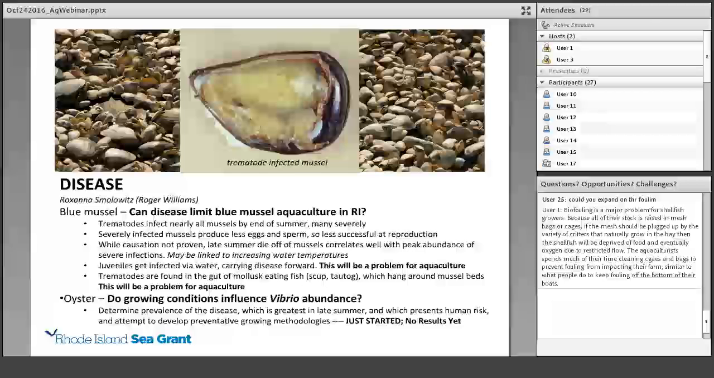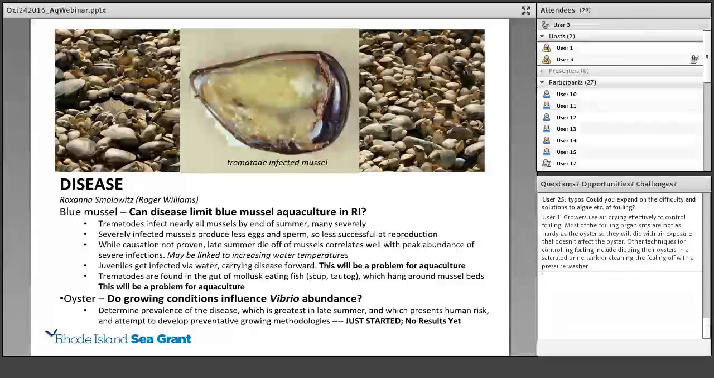Roxana is at the moment also looking at Vibrio, which is another disease that doesn't so much hurt the oysters, but is a problem for humans if we ingest the oysters in a raw state that are heavily infected with Vibrio. She's just started this research, so if I come back and do a similar talk in another year or two, I might have something more to say. Then, tune in a little bit later.